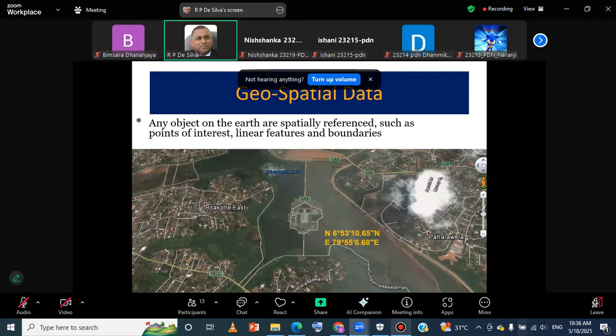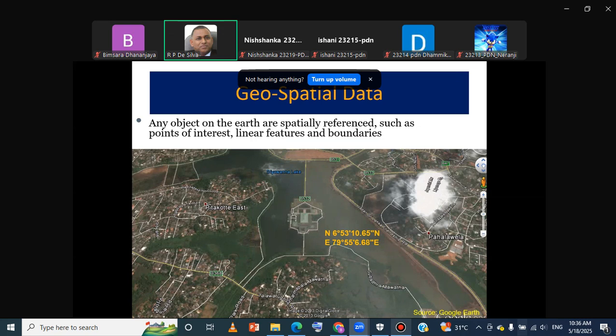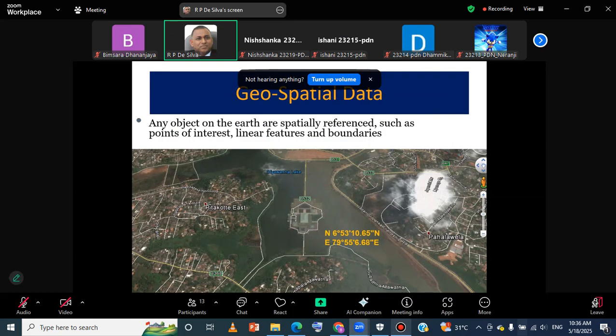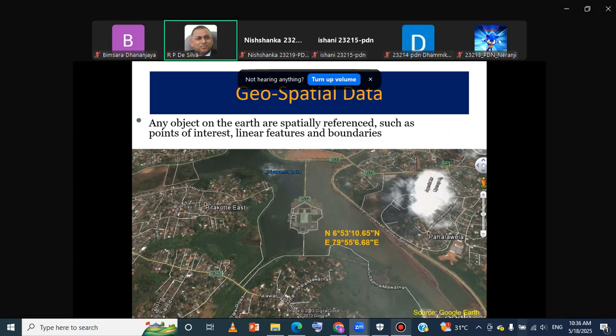Geospatial data identified when it comes to NSDI. So we need to categorize what kind of data we would consider as geospatial data, right? By definition, it's any object on the earth which is spatially referenced. It can be a point of interest, linear features like roads, railroads, rivers, or hypothetical or physical boundaries that you have in place. Basically, a reference to the earth is required.